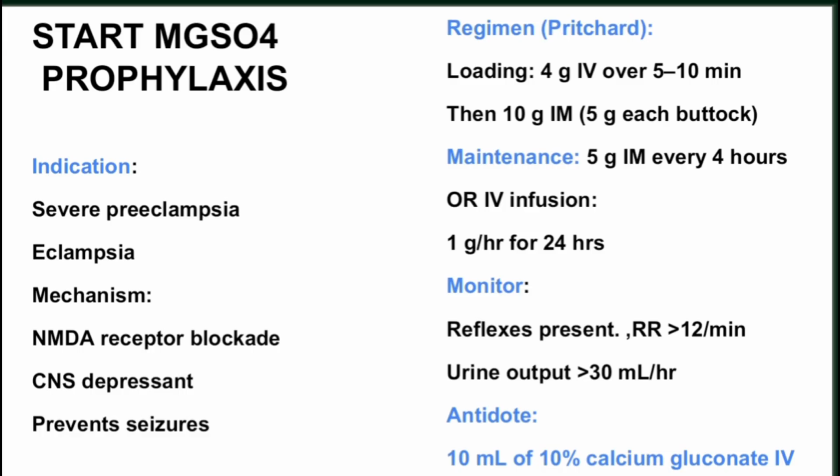And we need to monitor for reflexes, so we need to check if the reflexes are present, and also check that the respiratory rate should be greater than 12 breaths per minute. We need to check that the urine output should be greater than 20 mils per hour, and the antidote for magnesium sulfate toxicity is calcium gluconate. We give 1 gram, or 10 mls of 10%, which is the same as 1 gram.